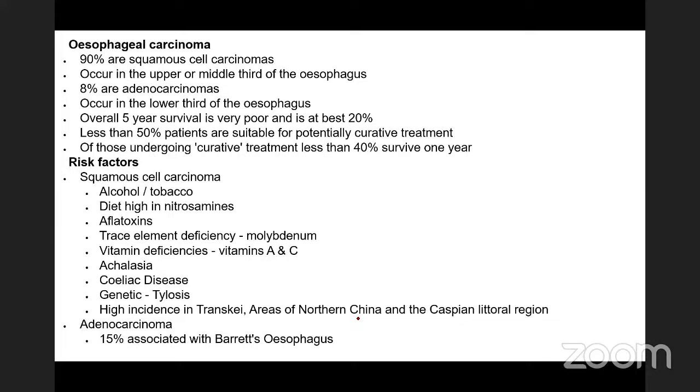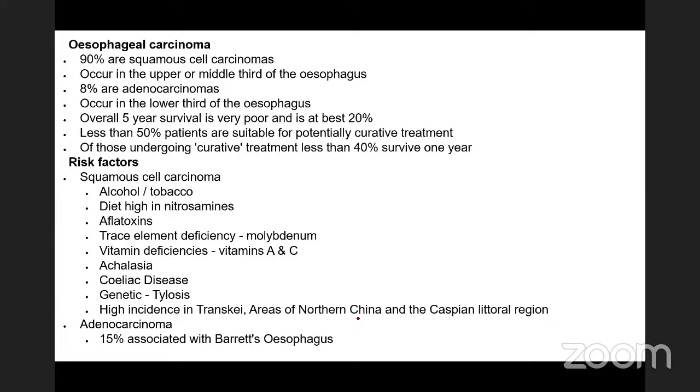And more so, it is a malignant condition, okay? And remember, the esophagus is related to vital structures in the chest, okay? Of those undergoing curative treatment, less than 40% survive 1 year. You can see it's not a good disease. It's not a disease with a good prognosis.